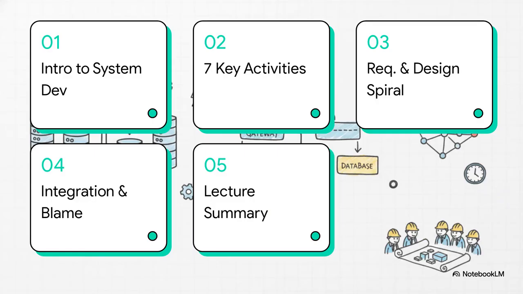Here is the agenda for today's program. We'll start with an introduction to system development, move into the 7 key development activities, explore the requirements and design spiral, discuss integration and the infamous blame game, and finally wrap up with a comprehensive lecture summary.